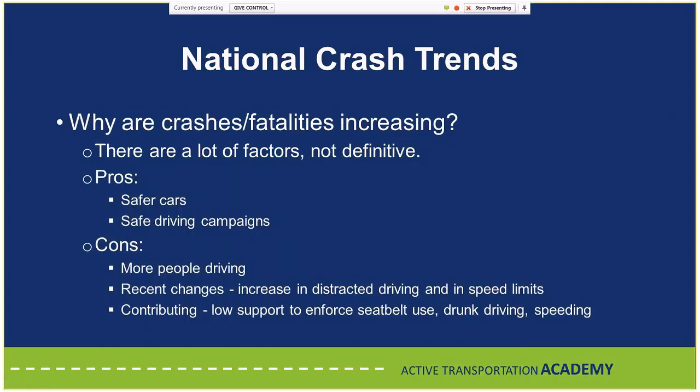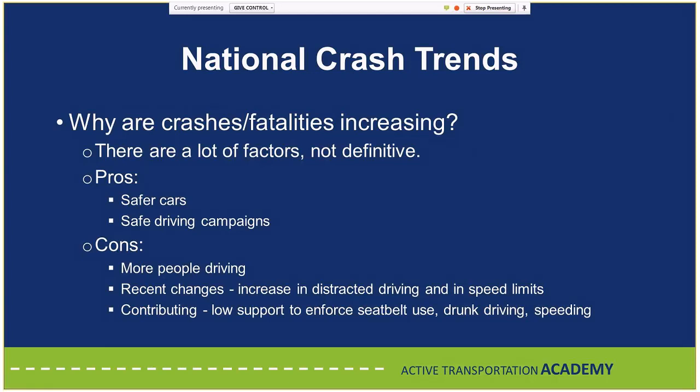But in general, why are they increasing? There are a lot of reasons and a lot of factors. There's not one definitive reason. On one hand, some positive changes have been happening over time. There are safer cars and a lot of safe driving campaigns. But on the other hand, there have been some new challenges, such as just more people driving on the roads. There's also been in recent times a huge uptick in cases of distracted driving, such as people texting.